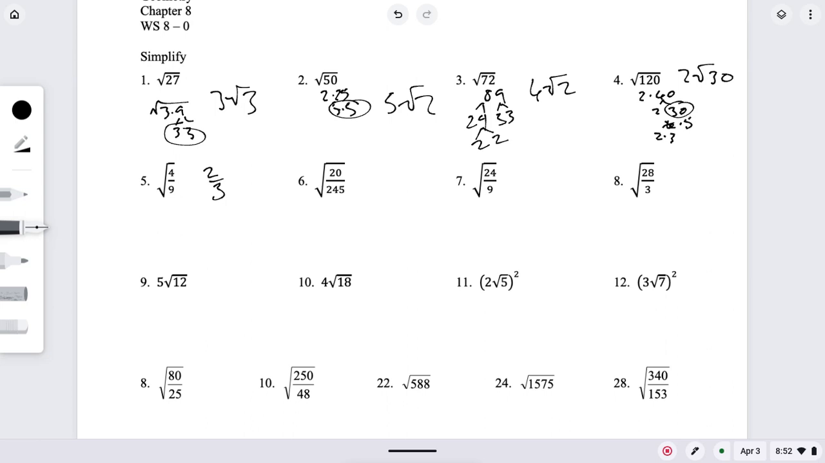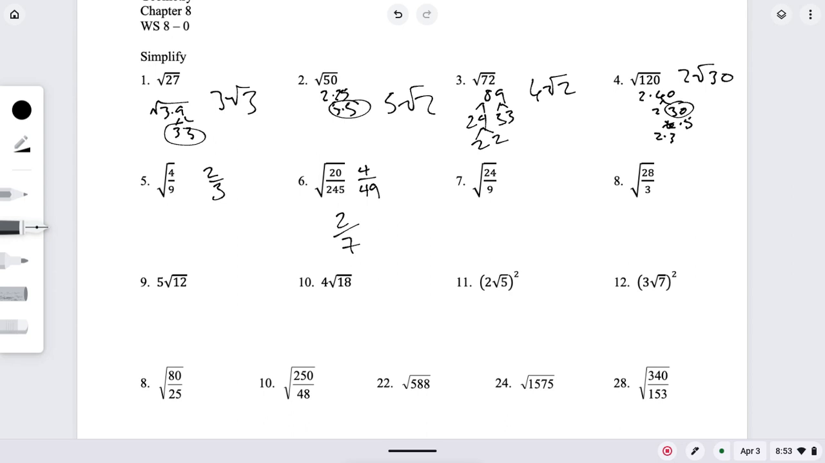If I reduce this, right? Sometimes reducing is best. So both of these are divisible by 5. 20 divided by 5 is 4. 245 divided by 5 is actually 49, both of which are perfect squares. So I can get my 2 and 7 out, and that's my answer, right?